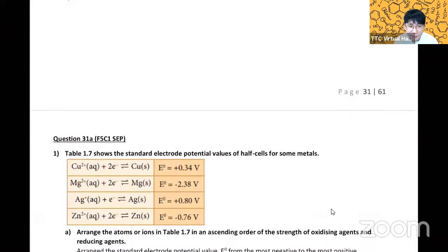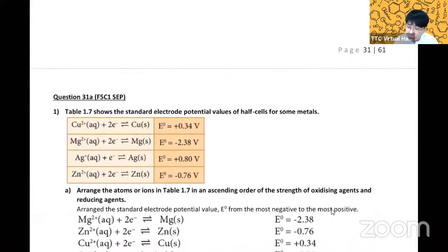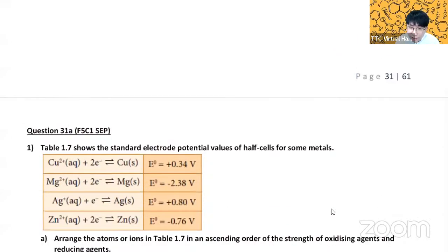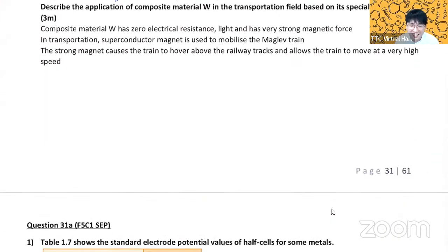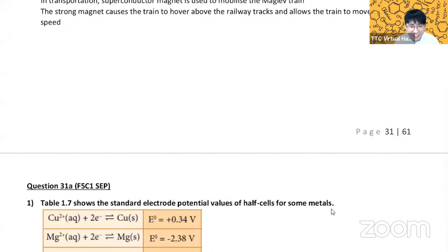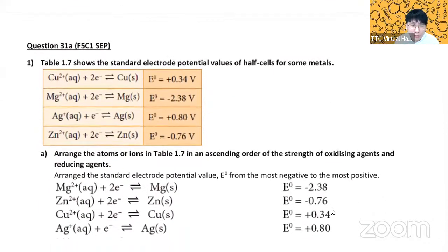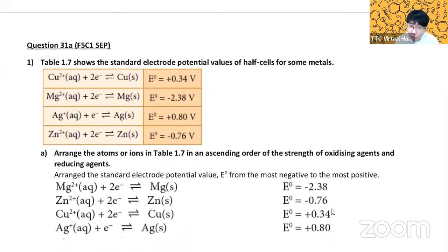Okay, moving on. So in Form 5, Chapter 1, we call it the redox reaction. Hold on. Wow. Hey, come on. Okay, so in Form 5, Chapter 1, we have redox reaction, which is, I will say, my digipen ink finished. What to do? Okay, let's finish the whole book. You need another pen, a new pen.